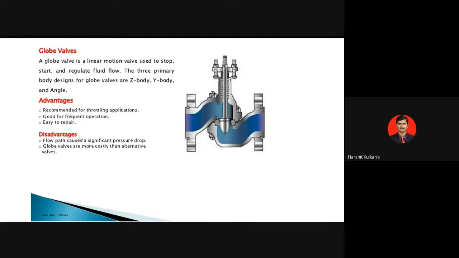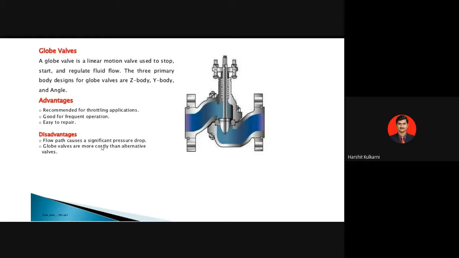However, it has some limitations or disadvantages, like the flow path causes a significant pressure drop. Now, if you observe the arrangement for this globe valve, when the oil is made to enter this valve at a certain pressure, there will be a sudden pressure drop because the oil has to traverse this path and then move down, and again it has to go out. So there are all possibilities that the pressure may drop suddenly. So pressure drop is one of the problems in the case of this globe valve.